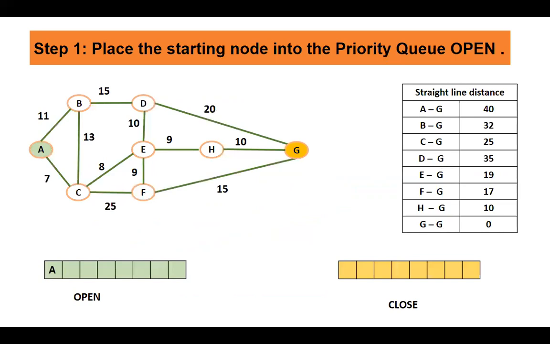So what is the first step? First step is what? Place the starting node into the priority queue open. So what we have done already, we have created open and close, where open is a priority queue and close is just a list. Fine. So the first thing is select the starting node and insert it into open. Fine.